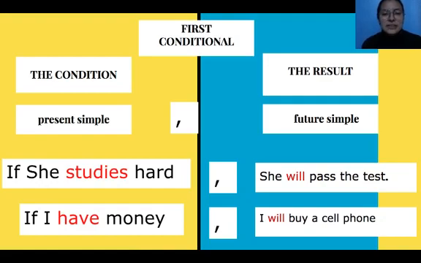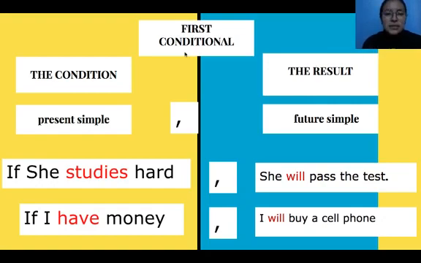In first conditional, you have to join two sentences, okay? One is a condition, the second is the result. In the condition, you use one grammar, and in the result, you use another grammar. In the condition, you have to use present simple, okay? And then in the result, future simple. What is condition? Condition is like an action, okay? And the result is like a consequence, okay?